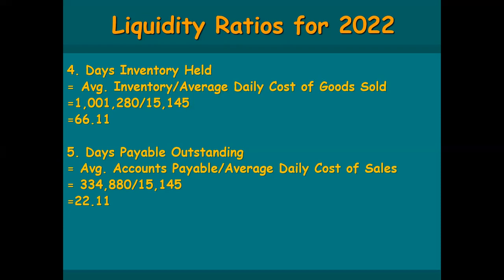Days payable outstanding. Payables are against the purchases. Purchases are against raw material. Average accounts payable, again, ending balance of previous year, that comes opening balance for the current year, plus present year's ending balance, average. Every day cost of goods sold, it means cost of goods sold will be divided by 365 days. So here payable period is 22 days. It means whatever you are purchasing on credit, you used to make the payment within 22 days.